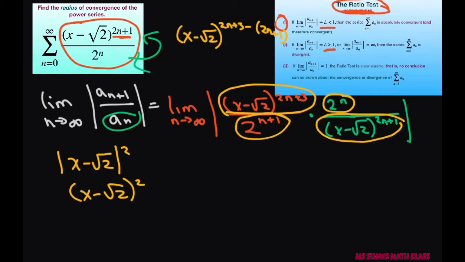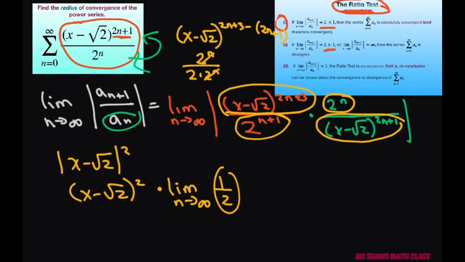Now the same thing's going to happen with this one. This is just going to be equal to 2, because you're going to have 2 to the power of n divided by 2 times 2 to the power of n. That cancels out. So if you multiply this by the limit as n approaches infinity, you'd have 1/2. So we get 1/2 times the absolute value of (x minus square root of 2) squared. For it to be convergent, it has to be less than 1.